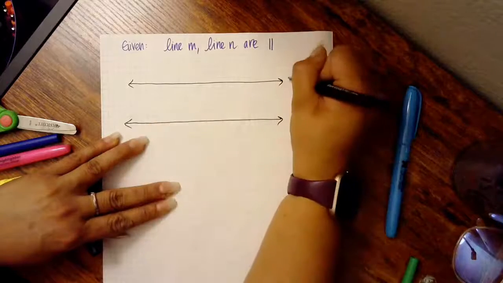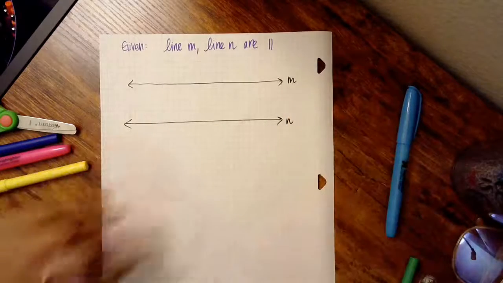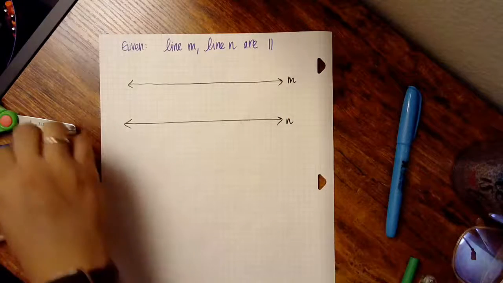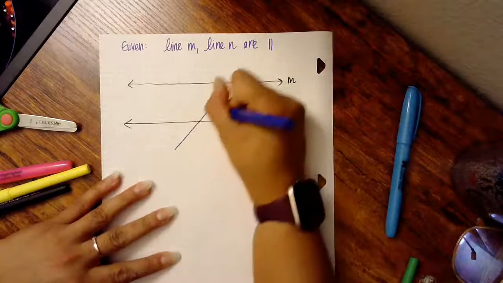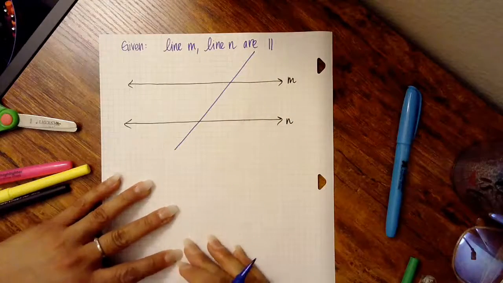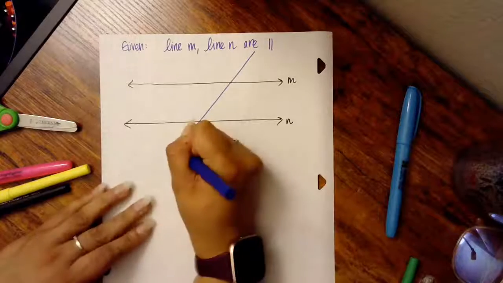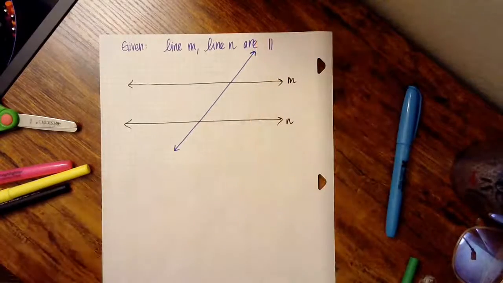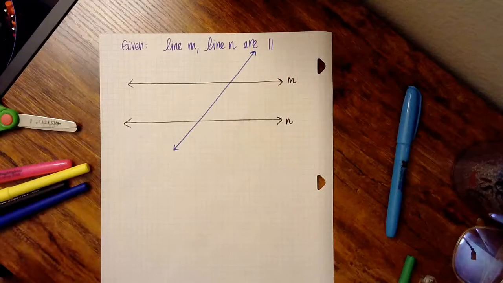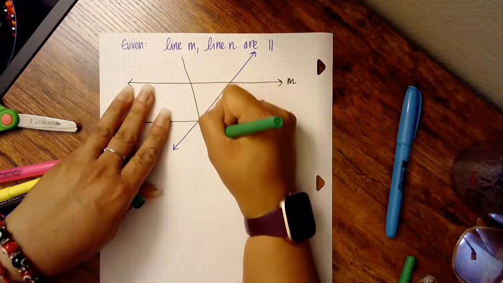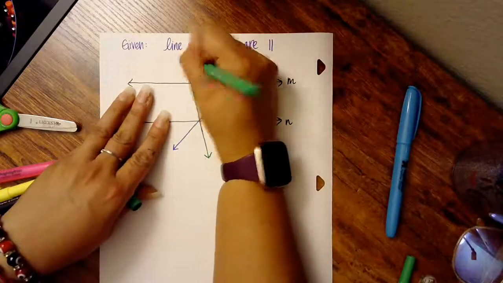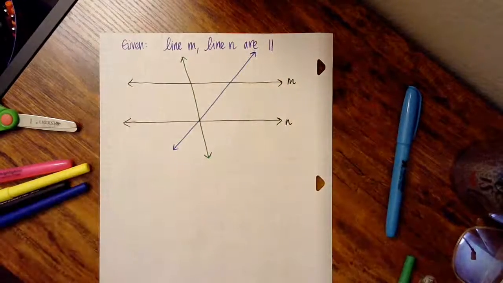So we'll call this line M and line N. And then it's going to have some couple of transversals. Here's one. And then let's do another one here. Here's another one. And then I have a couple of angles being created with all this.